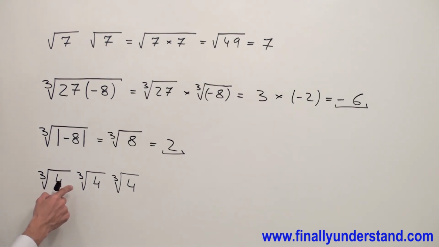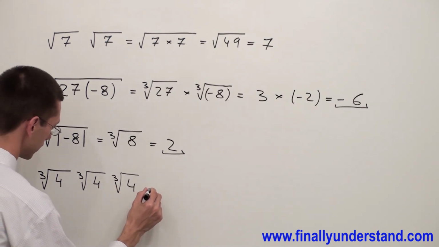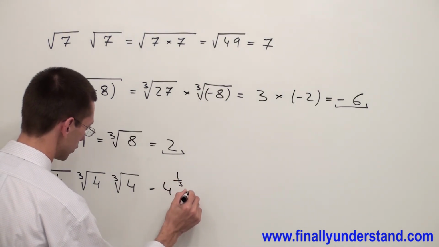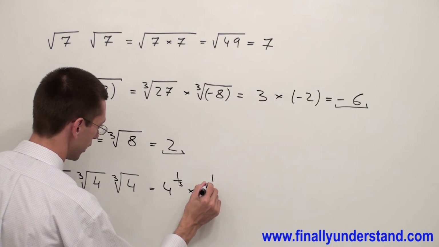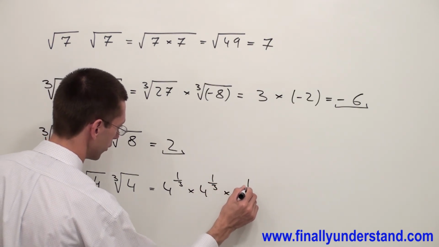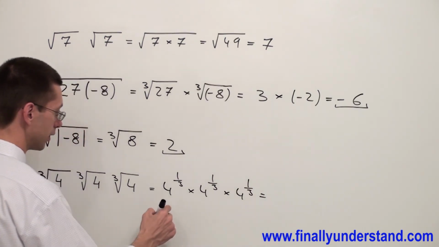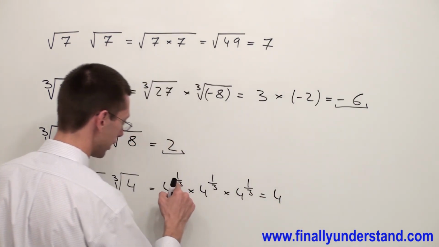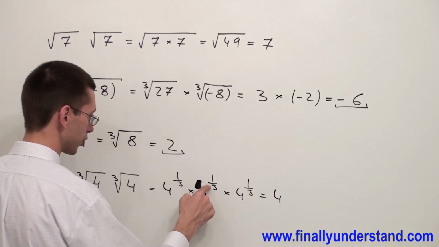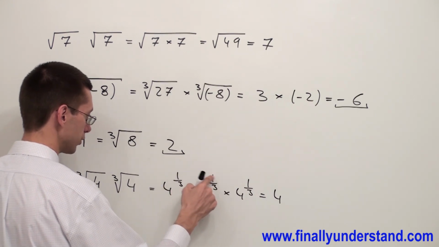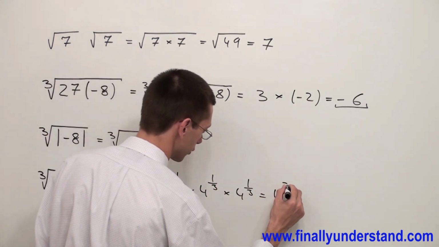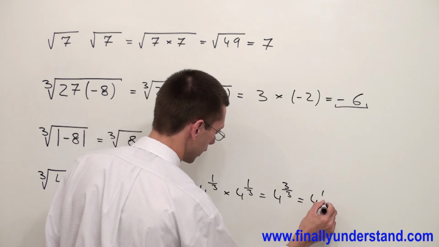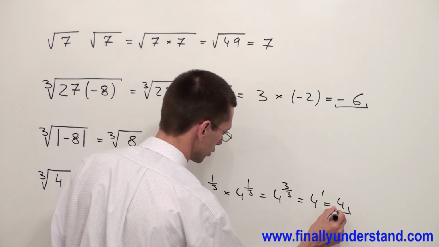Cube root of 4 times cube root of 4 times cube root of 4. Okay, so this is nothing else than 4 to the power 1/3 times 4 to the power 1/3 times 4 to the power 1/3. Okay, I have the same base. I have to keep the base and add exponents. So I have the same common denominator, I simply add the numerators. So 1 plus 1 plus 1 is 3. That's why I'm going to have 3 over 3. So this is 4 to the 3 divided by 3, which is 1. Answer is 4. This is the solution to my problem.